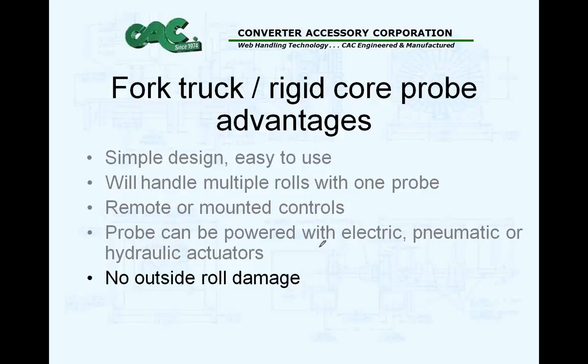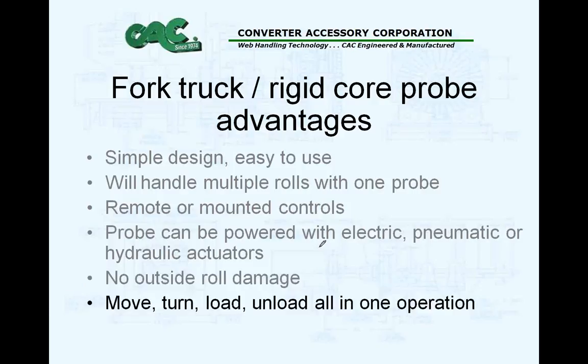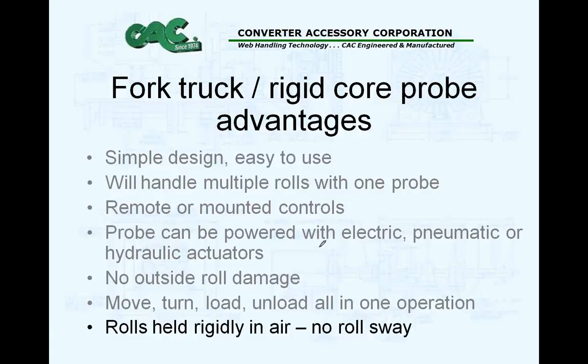There is no damage to the outside of the roll because you're grabbing the roll by the core, and you can move, turn, load, and unload all with one piece of equipment. And again, like the clamp truck device, the rolls are held rigidly to the fork truck. There's no roll sway.